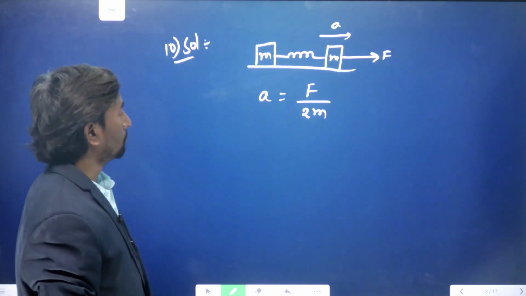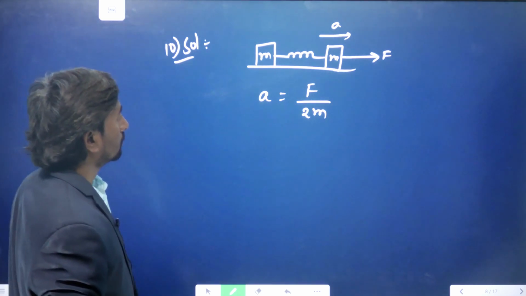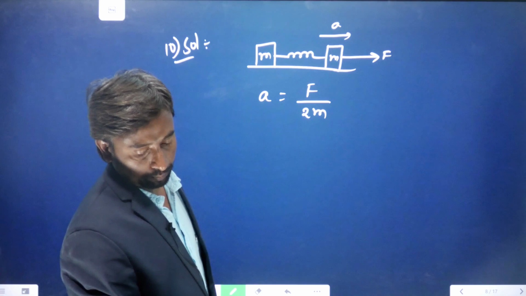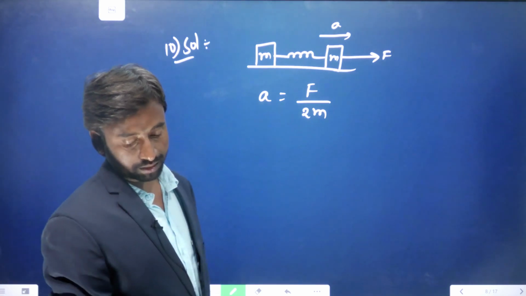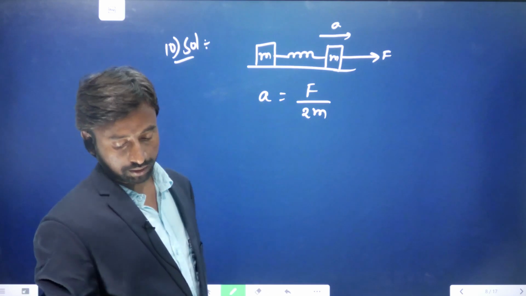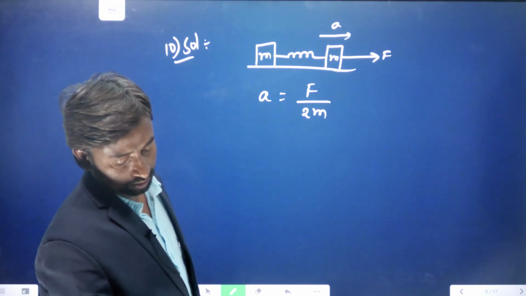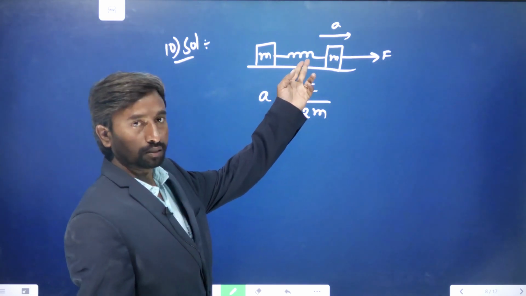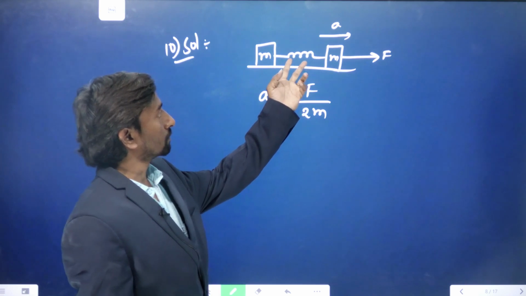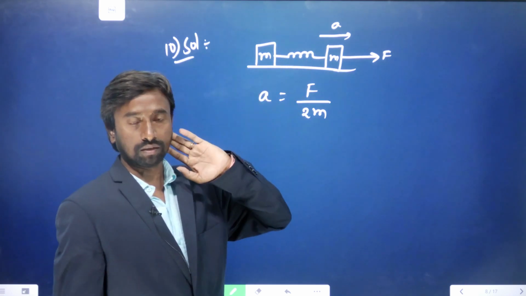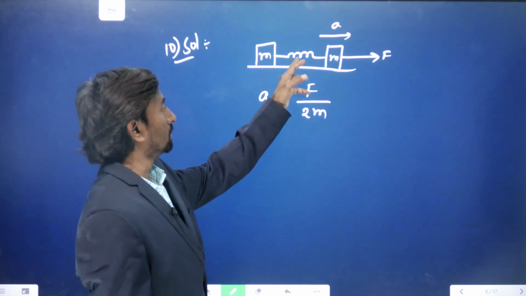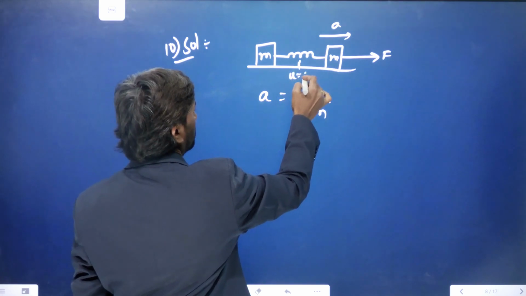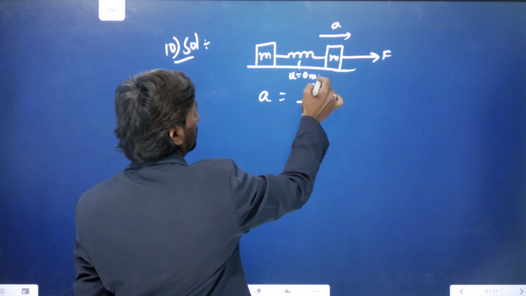Now here they are asking: 2 blocks of equal mass M are connected by an unstretched spring. It is not stretched, okay. Then the system is kept at rest on a frictionless horizontal surface and a constant force is applied. Since it is unstretched, we can consider it like a string. These are 2 masses and the center of mass will be exactly at the mid position. Then the velocity of the center of mass is 0 meter per second.